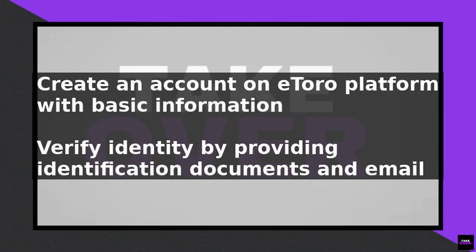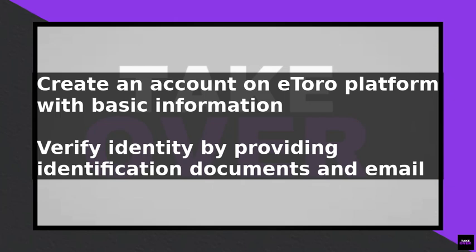First, you need to create an account on the Etoro platform. To do this, simply go to the Etoro website and click on the Sign Up button. You will be required to provide some basic information, such as your name, email address, and password. Once you have created your account, you will need to verify your identity by providing some identification documents.